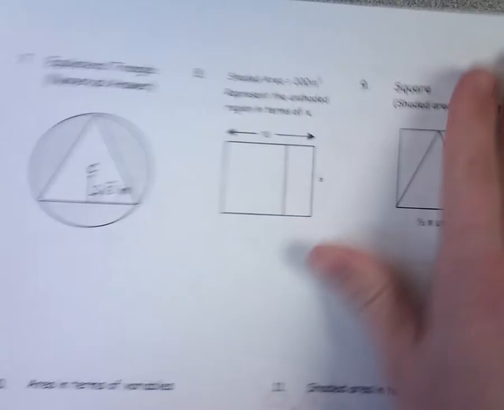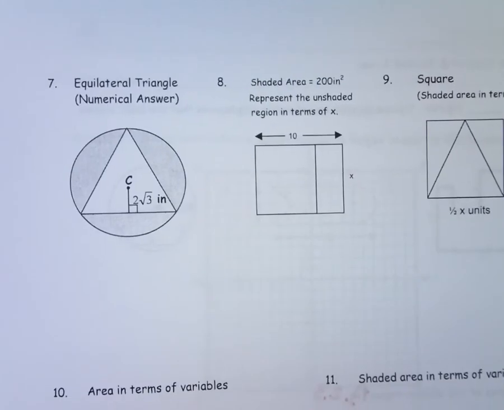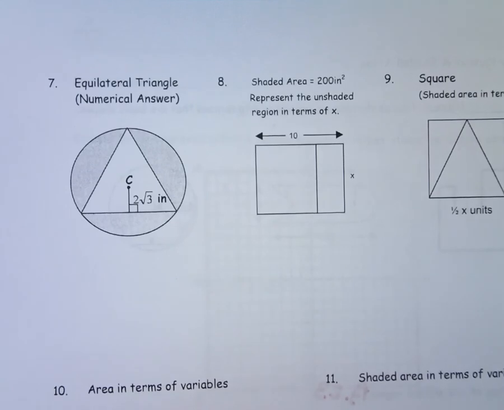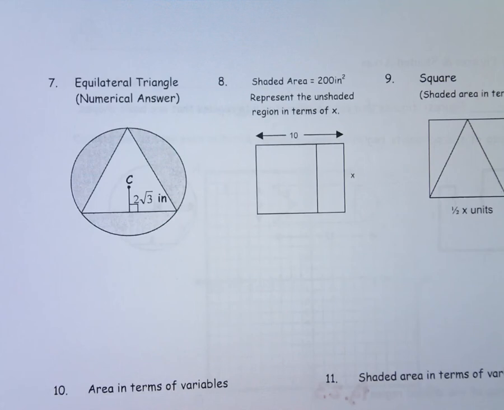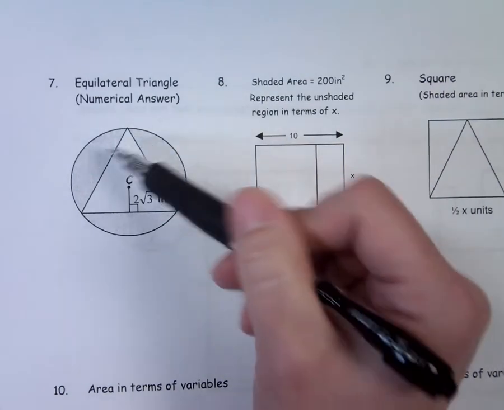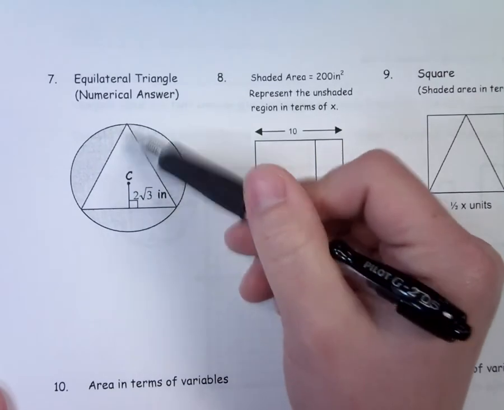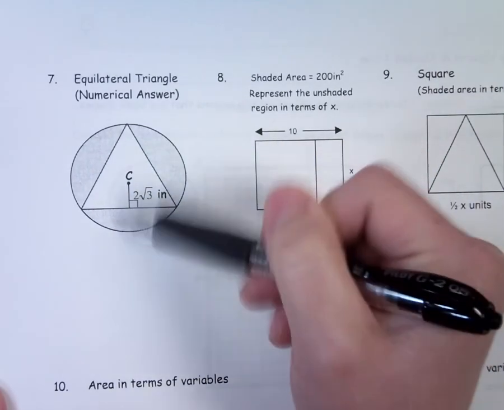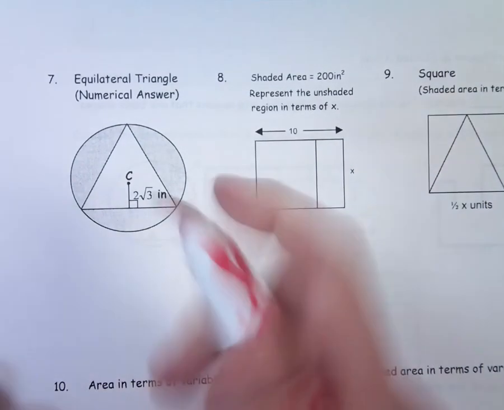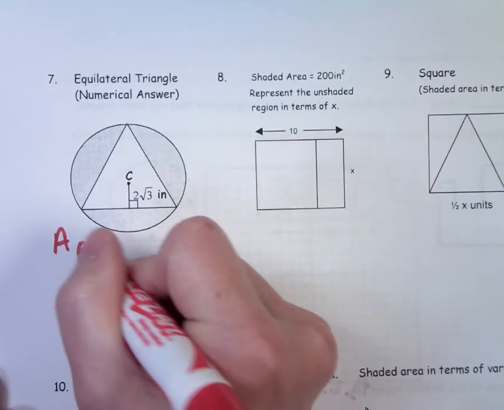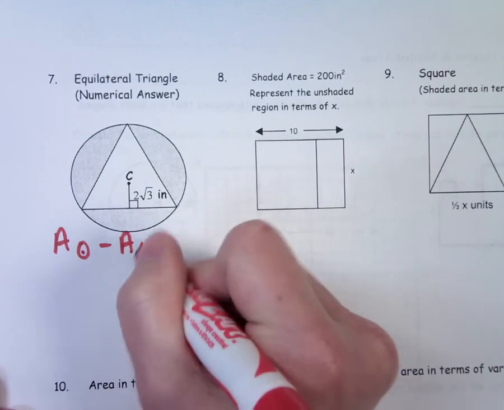Okay. Let's go to page 24, and let's look at number 7. Number 7 is the hardest one that we have that we're going to look at today. So on number 7, I want to find the area of the shaded region again. So I'm going to find the area of the whole circle, which is going to be too much shading, and then I'm going to subtract the area of the triangle, and that's going to give me what I want. So area of circle minus area of triangle.